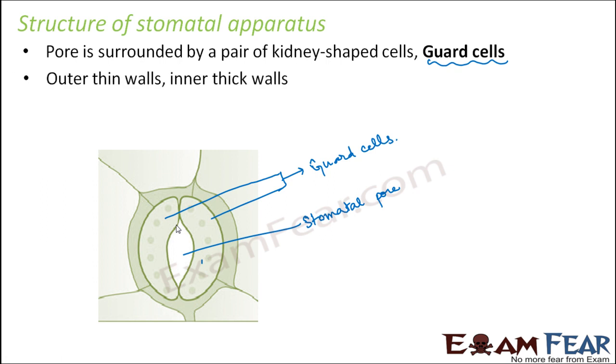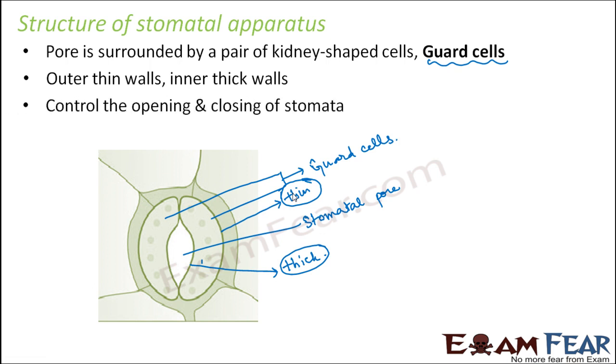Outer thin walls, inner thick walls. Now one speciality of the guard cells is that the outer wall, this wall, is thin, but the inner wall, that is this wall and this wall, is thick, and you will see the implication of this. But this is very, very important. Because of this difference in thickness of the outer and inner walls, the entire phenomenon of opening and closing of stomata takes place. This controls the opening and closing of stomata, as I said. Now, how that happens, we will discuss.